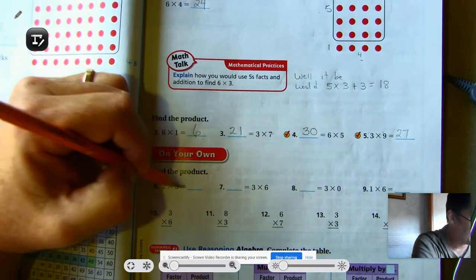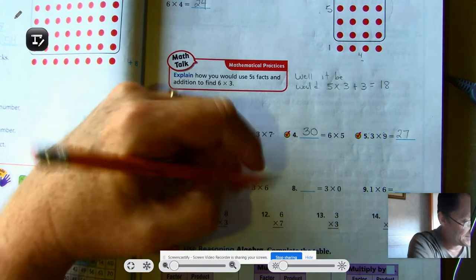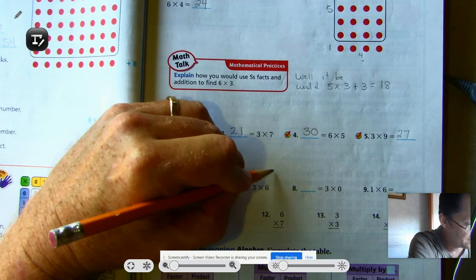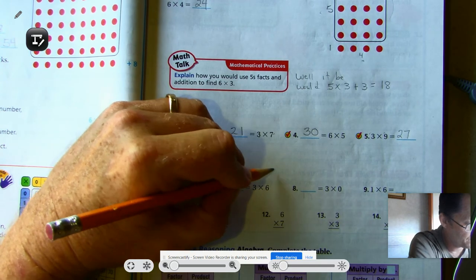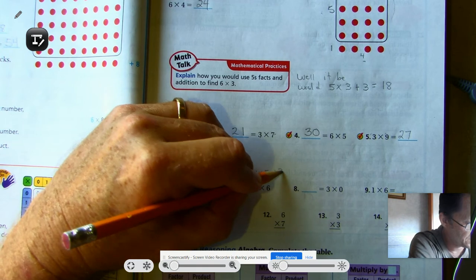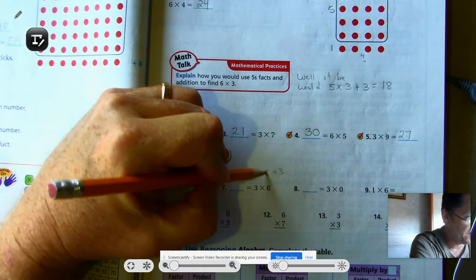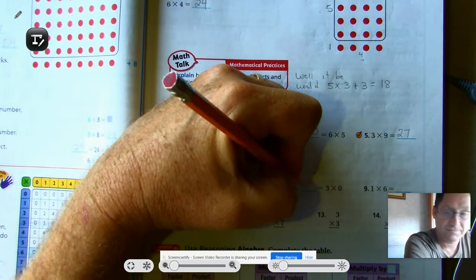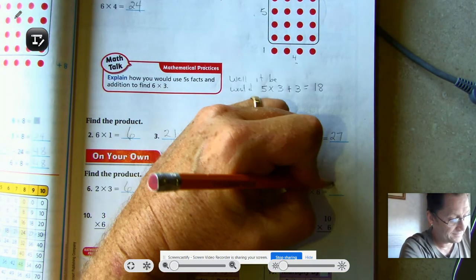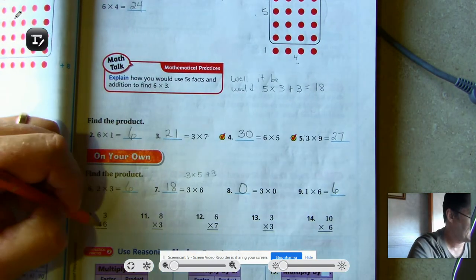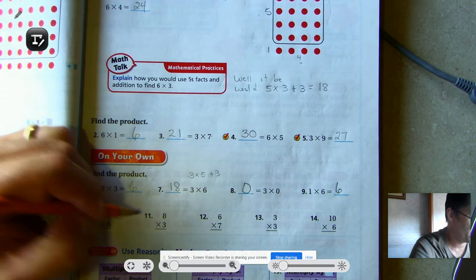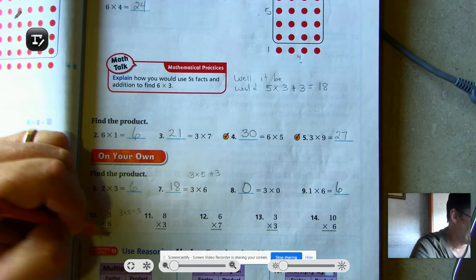All right, 2 threes is 6. 3 times 6, well, that's the same as 3 times 5 plus 3. 3 times 5 is 15, plus the extra 3, 18. 3 times 0 is 0. 1 times 6 is 6. 6 times 3, that's the same as saying 3 times 5 plus 3. And we solved that one already.